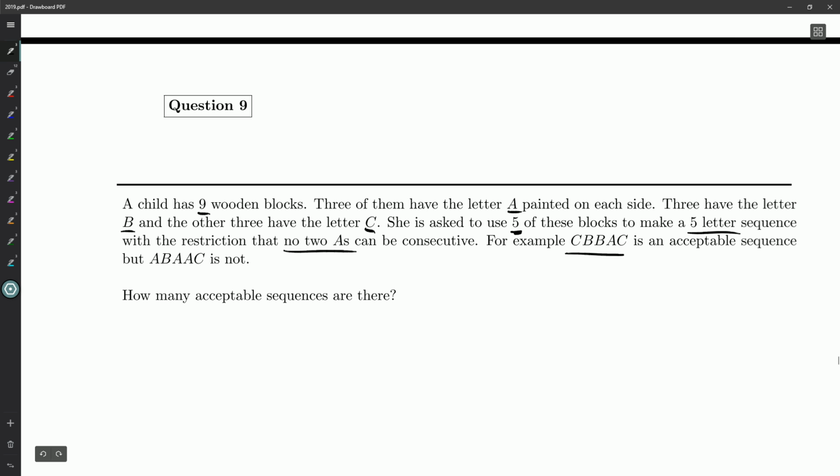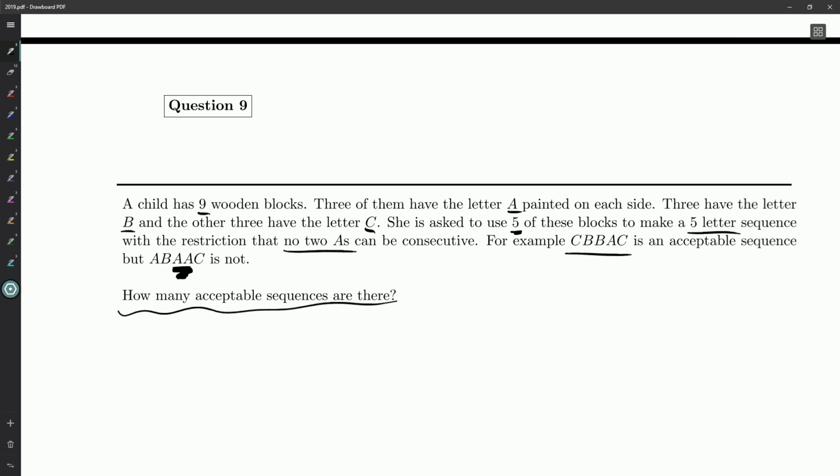And they give us an example of a good sequence and one that is not so good because we've got 2 A's side by side. And we just want to know how many acceptable sequences are there. Okay, so how are we going to do this?